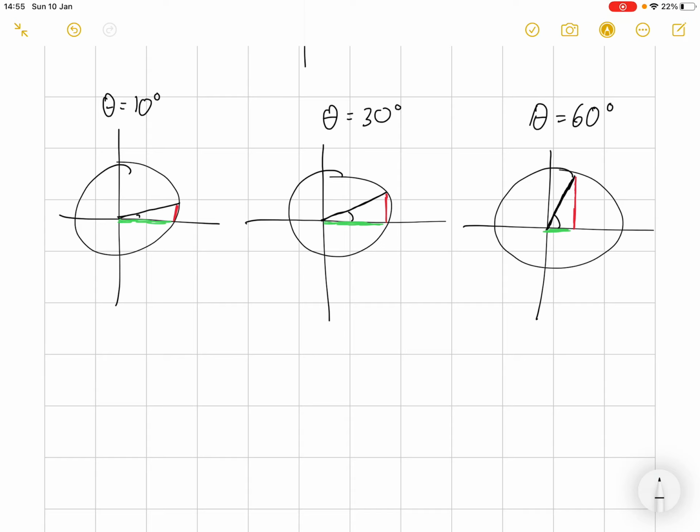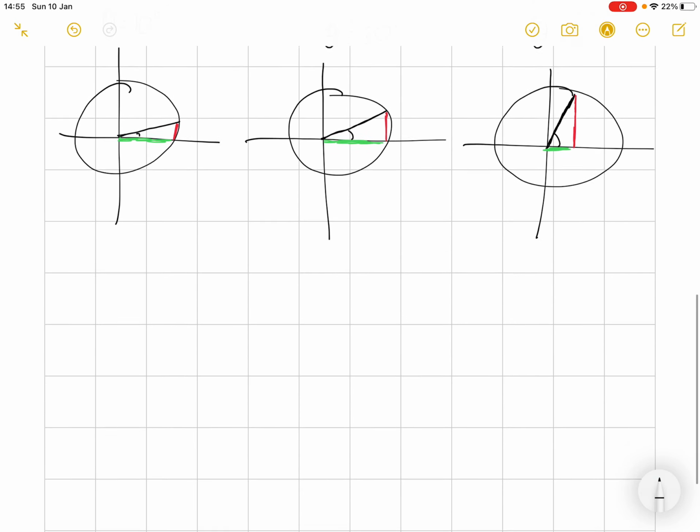It starts off at 10 degrees, sine of theta is very, very small. It's almost 0. And then as theta approaches 90 degrees, that red line starts to get larger and larger, and then approaches 1 again. So they're kind of similar to each other, but opposites.